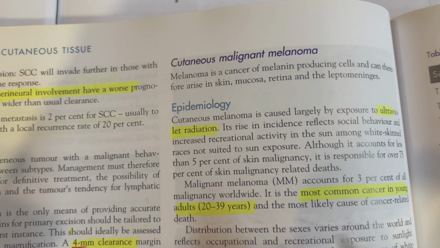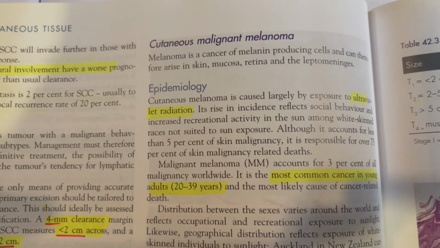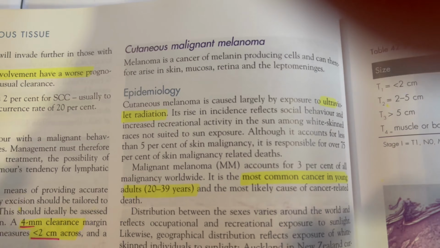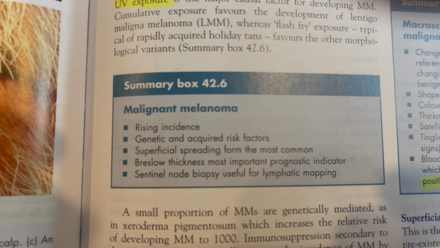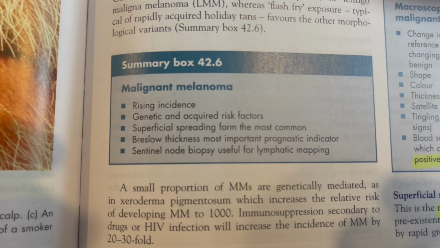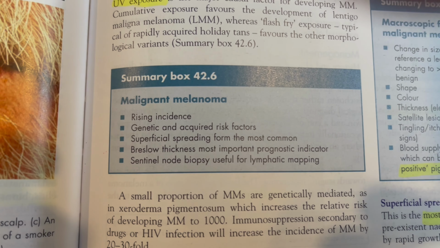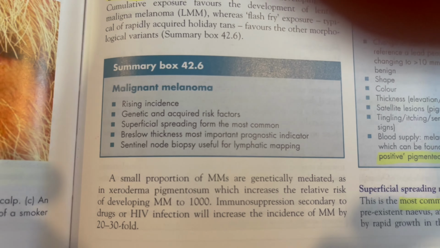So that was cutaneous. Now coming to the melanoma. This is very commonly asked. The cause of melanoma is ultraviolet radiation, and it is the most common cancer in young patients. Ultraviolet exposure is the reason. There is rising incidence, genetics, superficial spreading form is the most common, and biopsy has to be done.